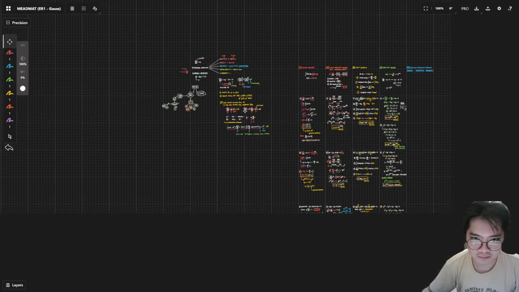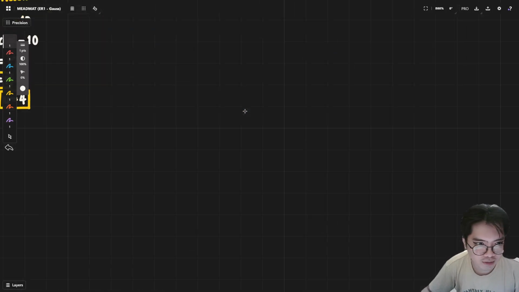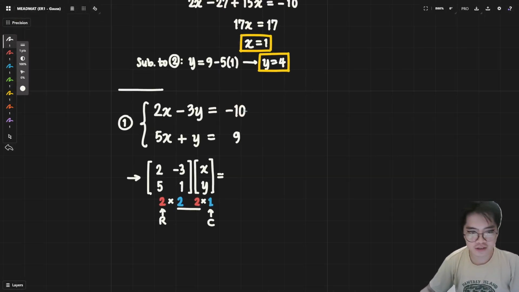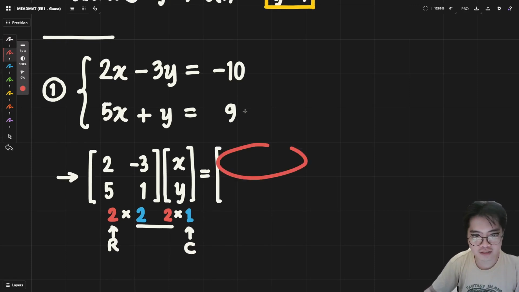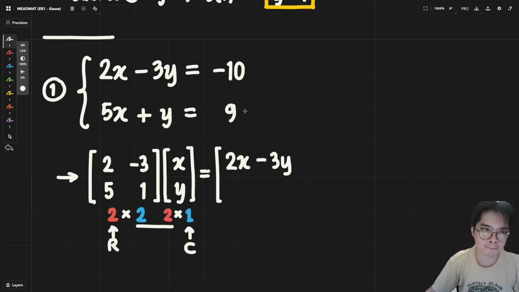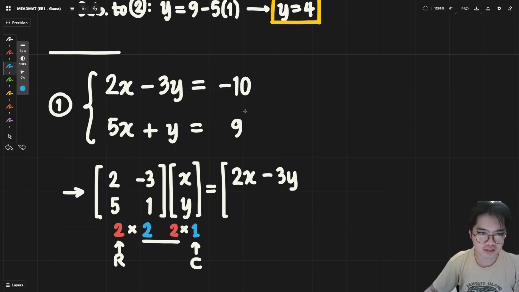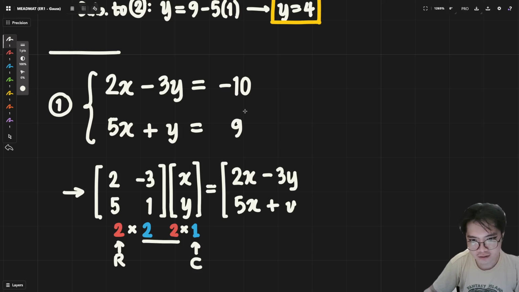Notice that this is going to give us a 2 by 1 matrix, a column matrix or a column vector. So for this case, our first row, only column, is 2x minus 3y. And then for our second row, only column, that will be 5x plus 1y, or just 5x plus y.